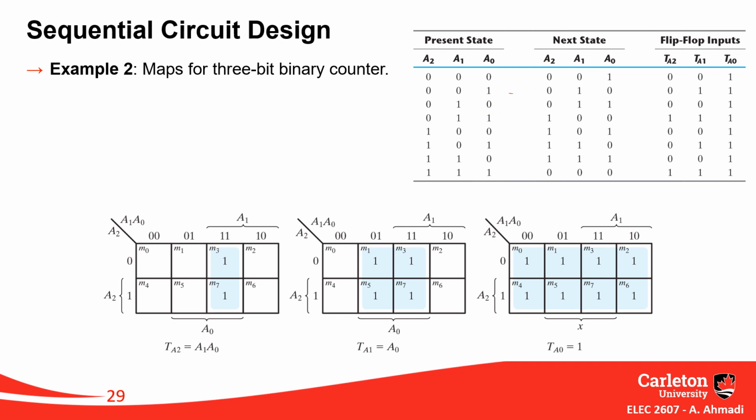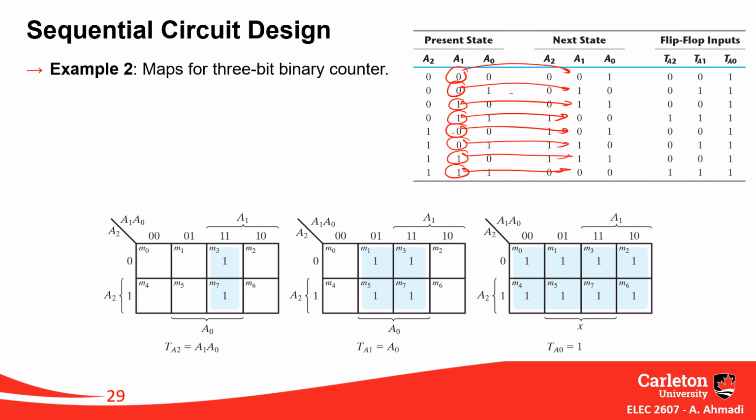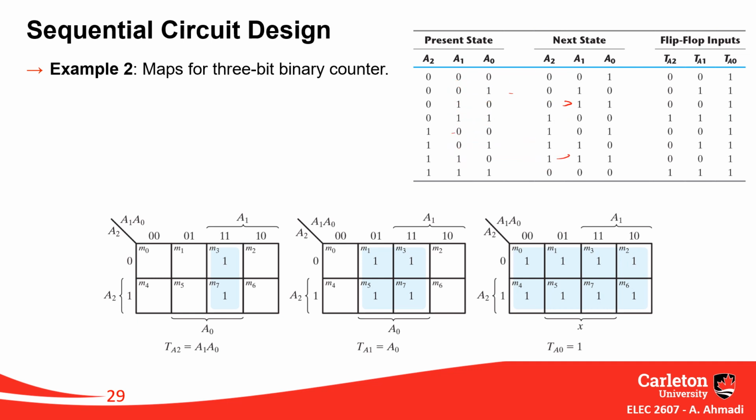How about A1? Look at A1. Is it the same scenario for A1? Every clock cycle it toggles? No. You see here it doesn't toggle, but here it toggles. Here doesn't toggle. Here toggles. Here no change. Here change. No change. Here change. So every other time it changes.